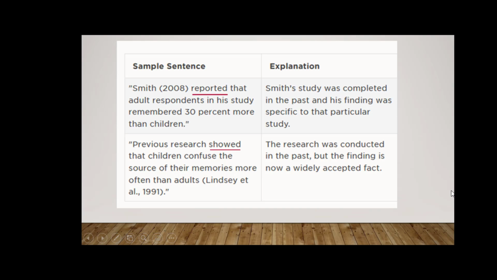So some sample sentences from that APA citation. Smith reported. Smith's study was completed in the past. The previous research showed. Okay, the research is already finished, so past tense. So if I write past tense, that means that you don't have it in the right tense.